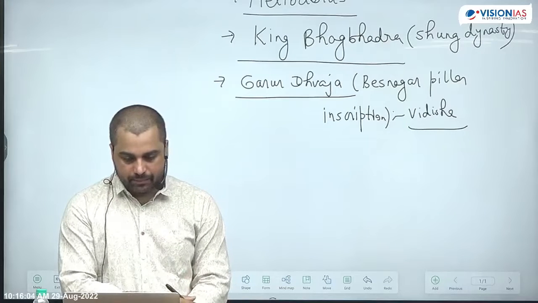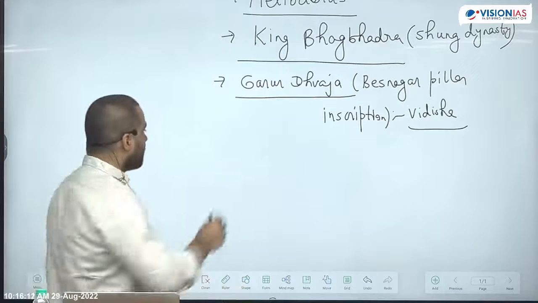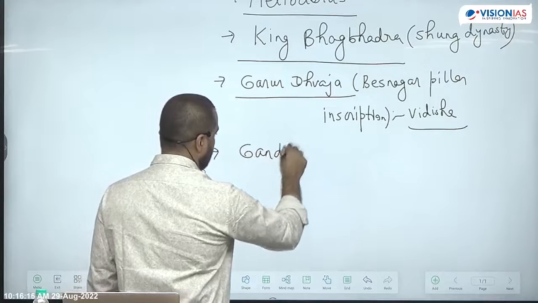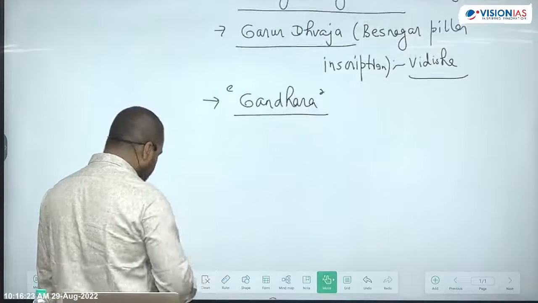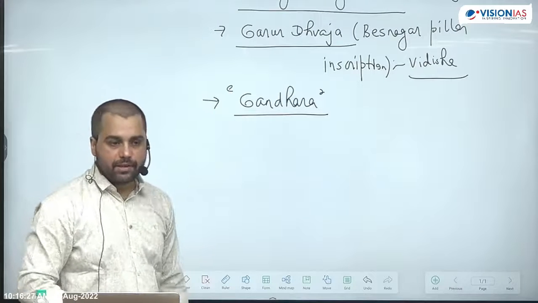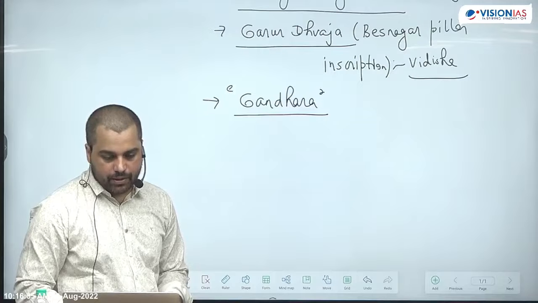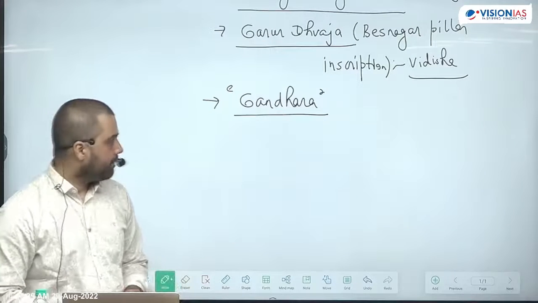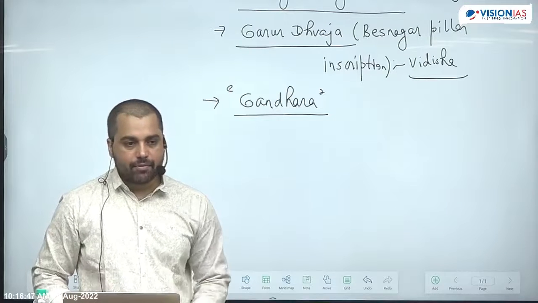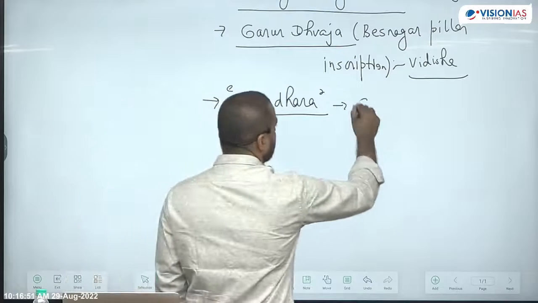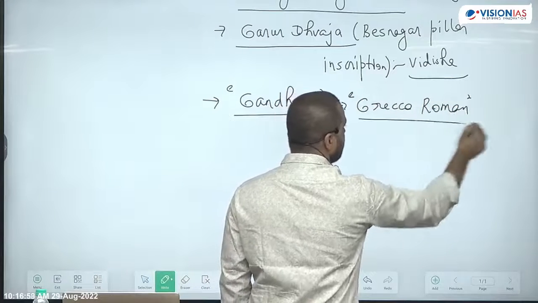And write down one more line. Gandhara School of Sculpture, which specially flourished during Kushana rulers, was greatly influenced by Greco-Roman style.